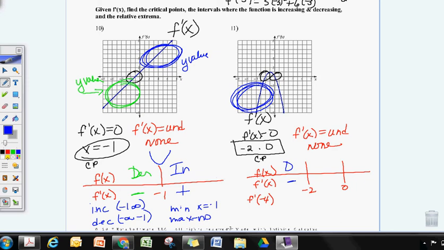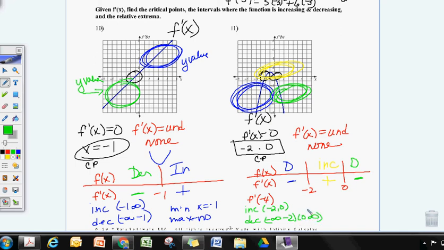When I look at the graph here, that's where it's positive, so it would be increasing. And when I look at the graph here, it is negative, so it's decreasing. So in the increasing area, I'm going to have it from -2 to 0. For the decreasing area, negative infinity to -2 and 0 to infinity.